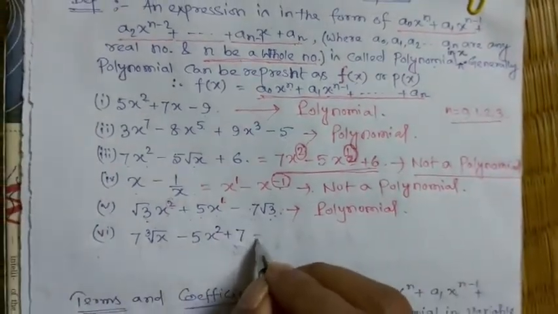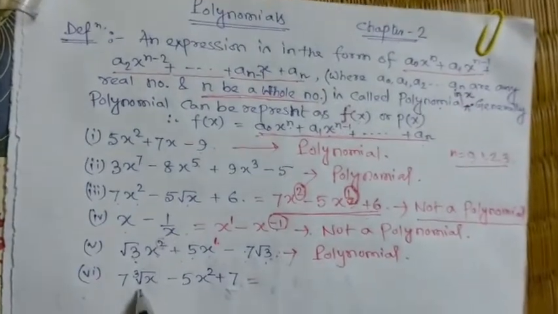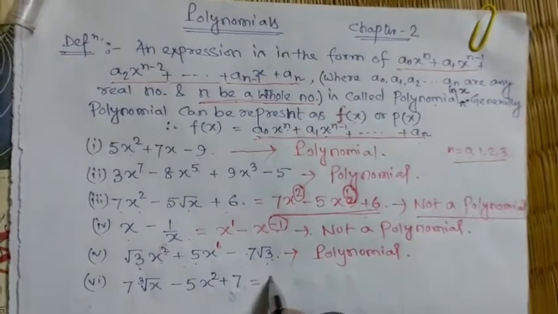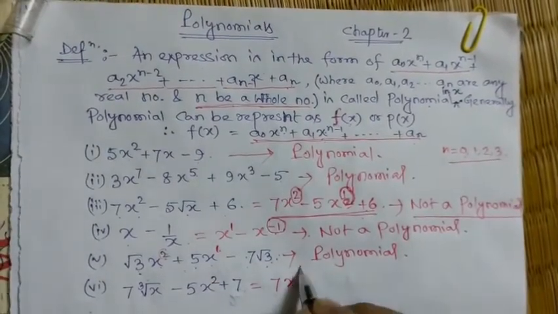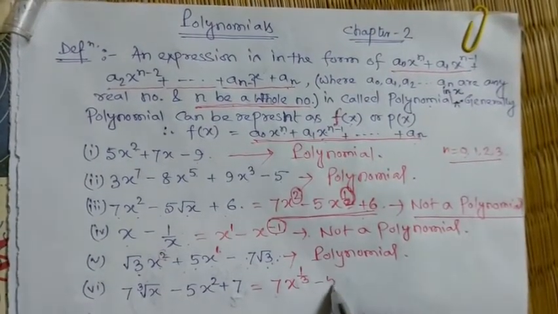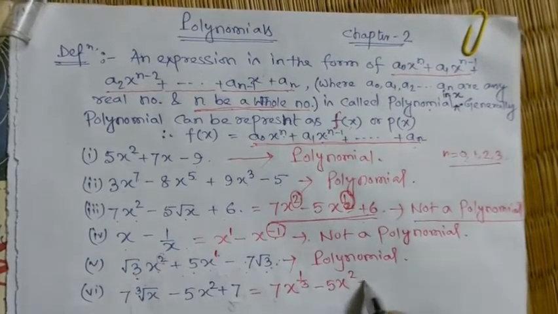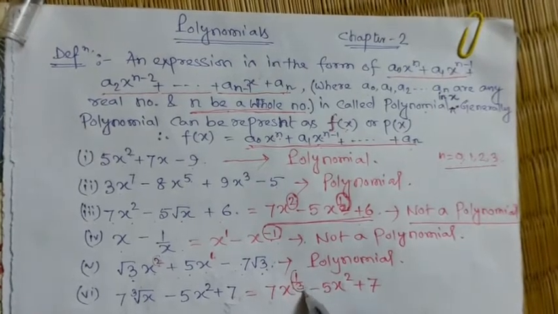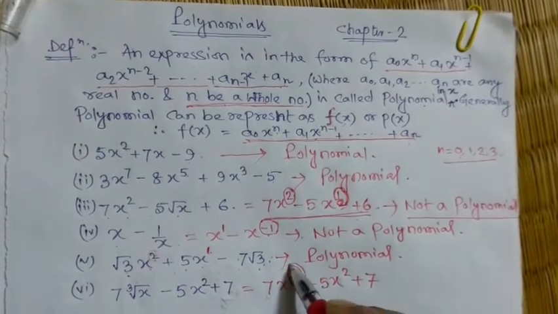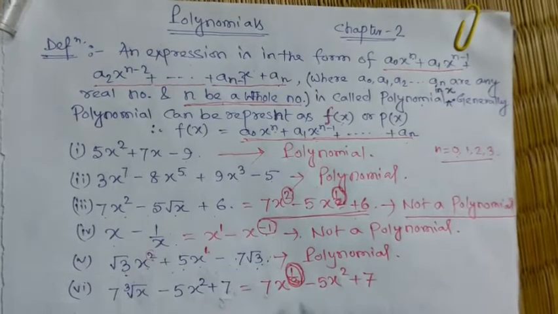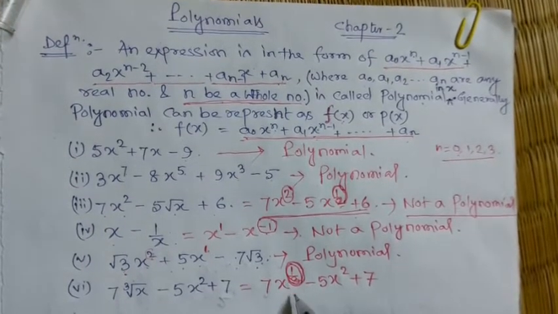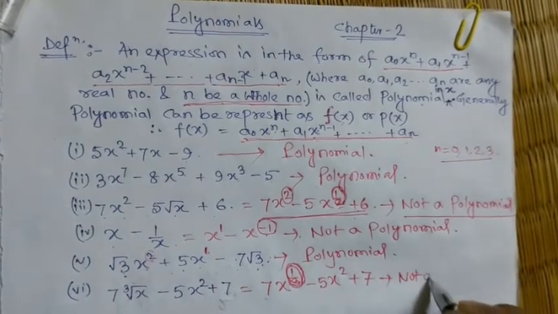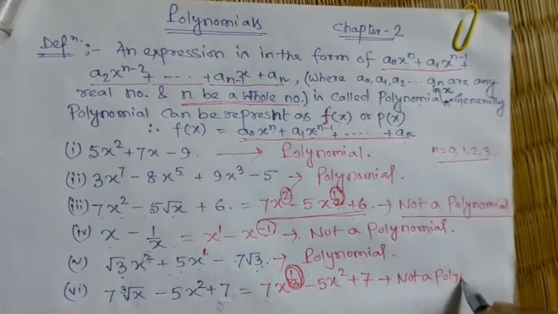And the last one is 7 cube root of x minus 5x square plus 7. This can be represented as 7x to the power 1 by 3 minus 5x square plus 7. You have seen that the first one has power 1 by 3. 1 by 3 is not a whole number; it is a fraction. So that's why this is not a polynomial.